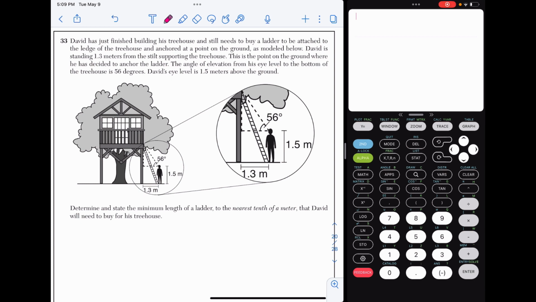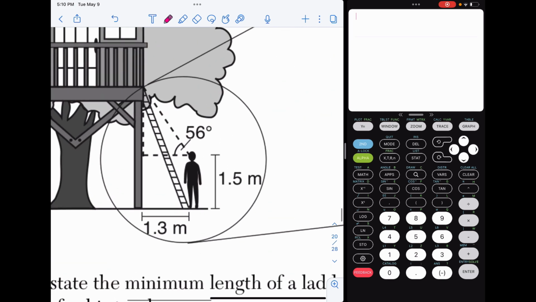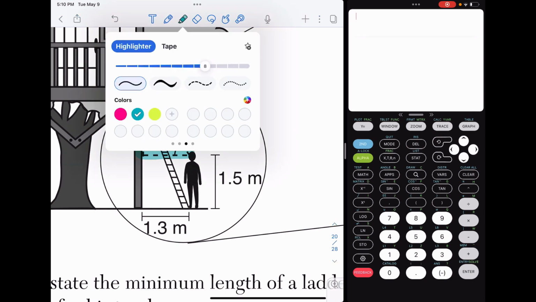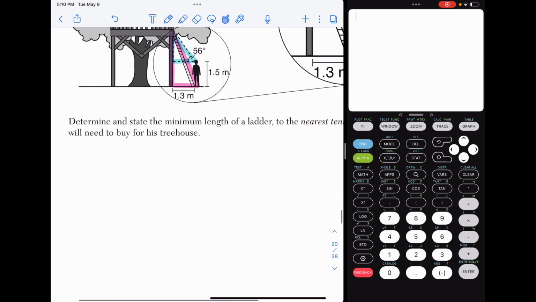That is a lot of information, but definitely just look at the picture and you can see that you have some right triangles here. And often that means that you're going to be using SOHCAHTOA, or right triangle trig. We have to find the minimum length of the ladder to the nearest tenth that David will need to buy for his treehouse. So the first thing I notice is that there's really 2 triangles in here. So if I look at the initial picture, there's this triangle, okay, 2 right triangles. And then there's the big right triangle. We're looking for the length of the ladder, so that means I'm really trying to find the hypotenuse of the big right triangle. So let's just keep that in mind.